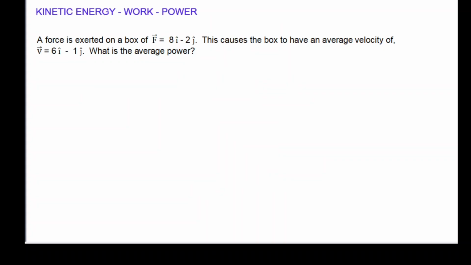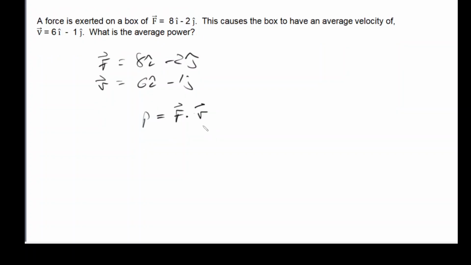Let's do our last problem. A force is exerted on a box of F equals 8i minus 2j. This causes the box to have an average velocity of v equals 6i minus 1j. What is the average power? So our force is equal to 8i minus 2j, and we have an average velocity equal to 6i minus 1j. So power is equal to force dot velocity. So we need to do the dot product as we did in a previous problem.